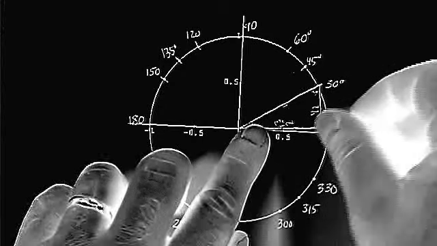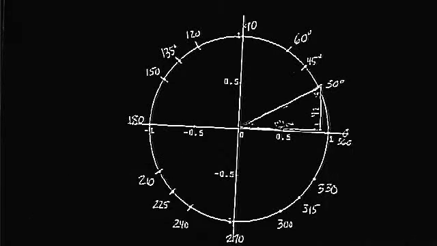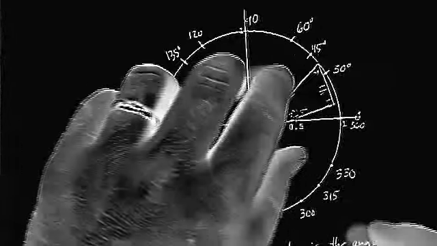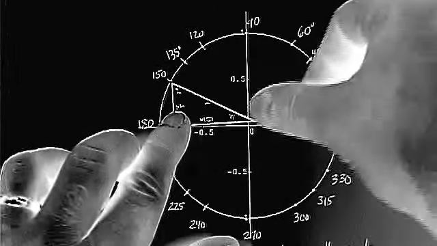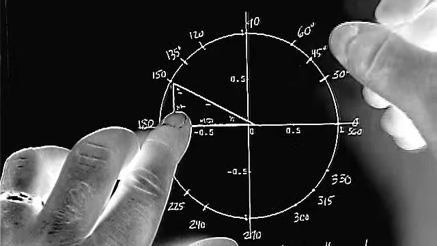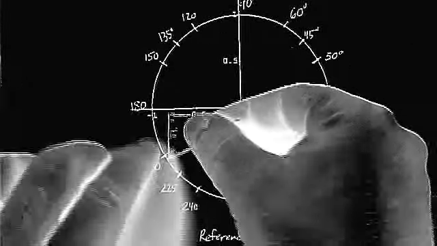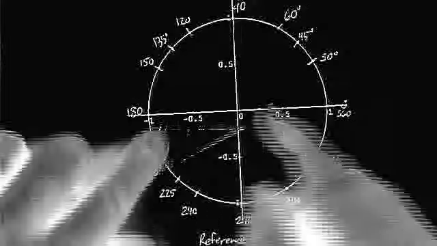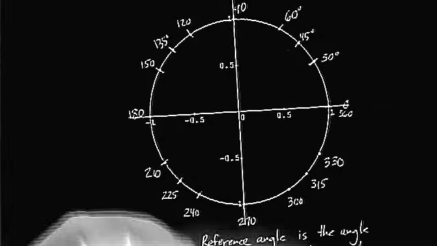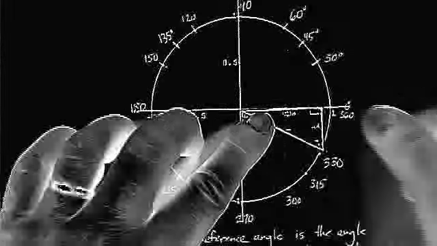So, there is your reference angle for a 30, 60, 90 right triangle. Right? That 30-degree reference angle is the same as that 30-degree reference angle for 150 degrees, which is the same as that 30-degree reference angle for 210, which is the same as that reference angle for 330.